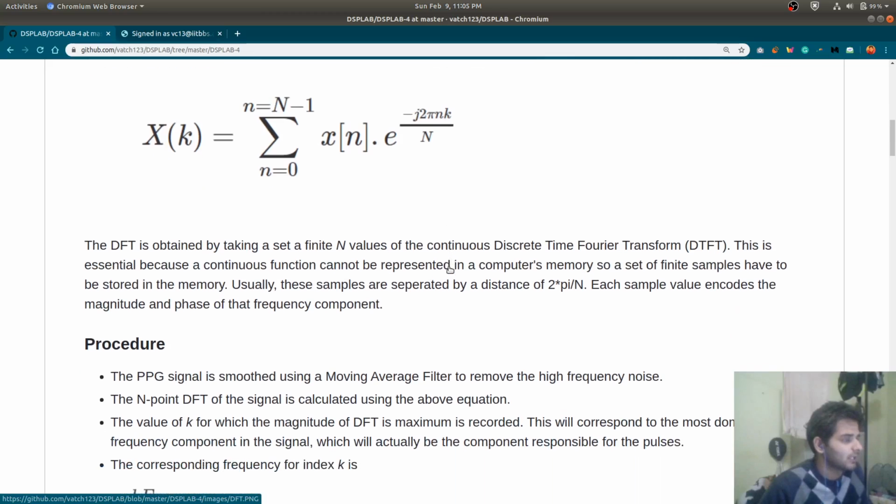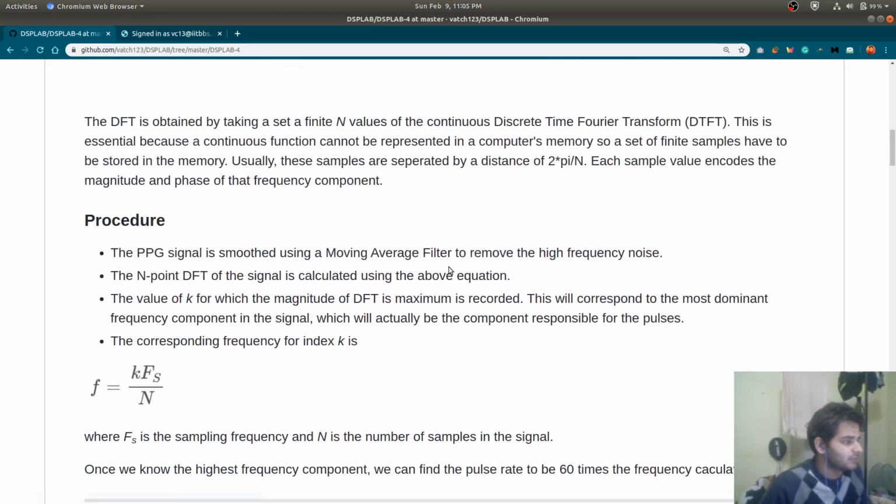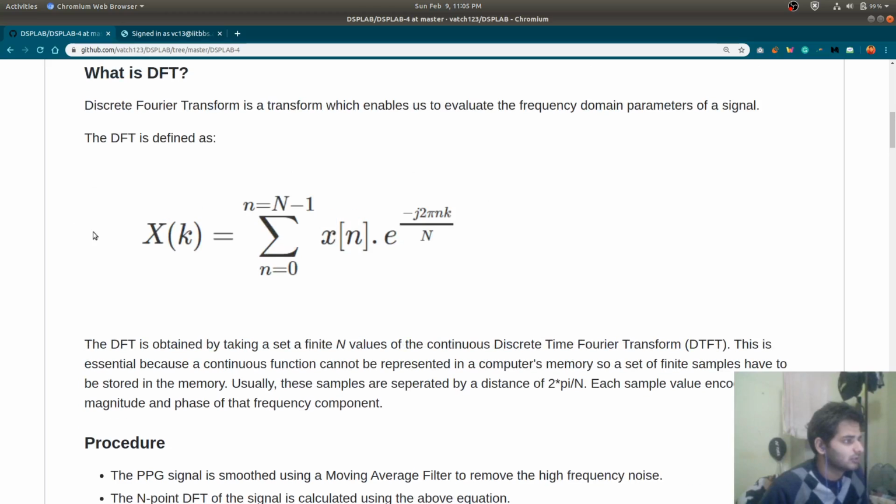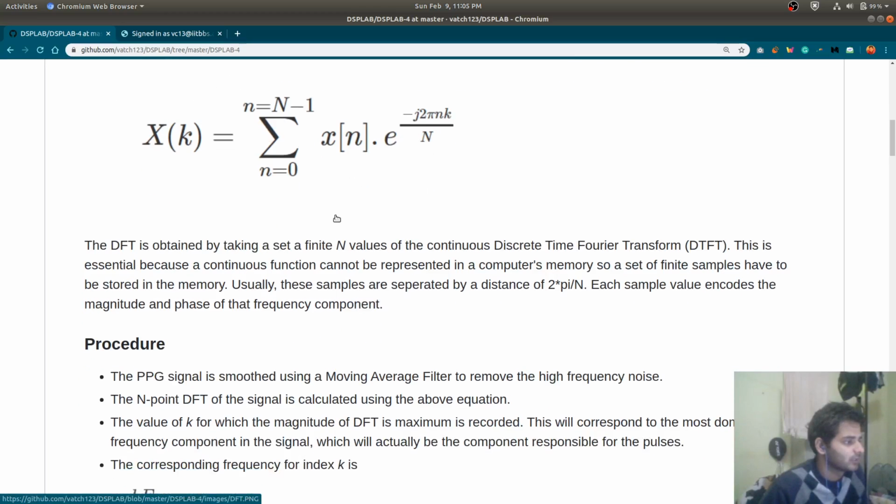In this particular lab, we'll be using our previous PPG signal and try to estimate the pulse frequency using a DFT. So the procedure: the PPG signal is smoothed out using a moving average filter. This we already know, the moving average filter, how it is done. This is done to remove the high frequency noise in the signal. Then the N-point DFT of the signal is calculated using the above equation. We have used this equation to calculate the N-point DFT.